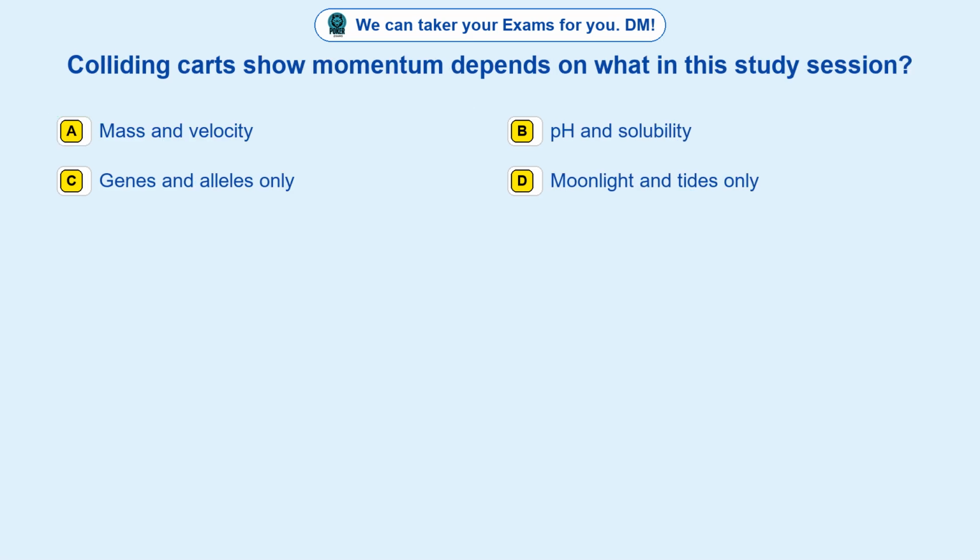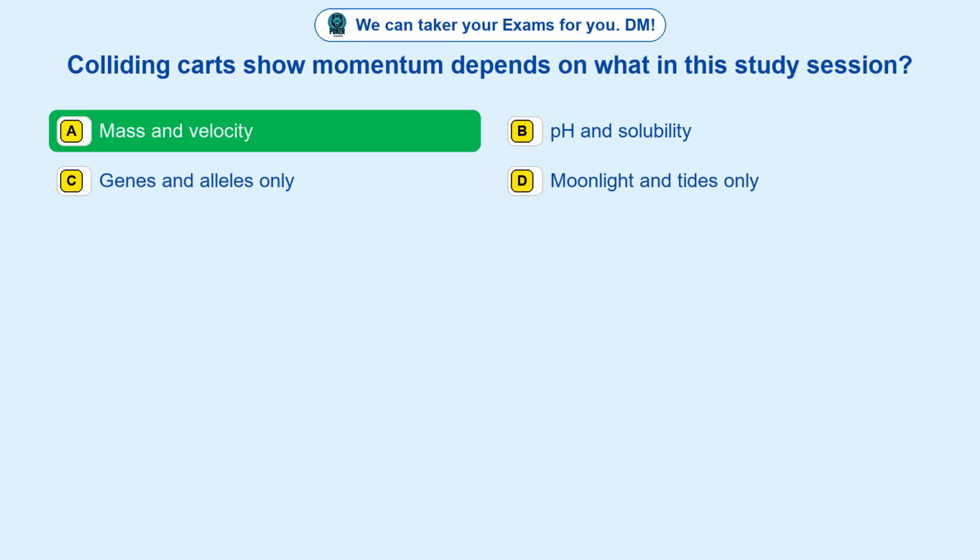Question 62. Colliding carts show momentum depends on what in this study session? Option A, mass and velocity. Option B, pH and solubility. Option C, genes and alleles only. Option D, moonlight and tides only. The correct answer is option A.